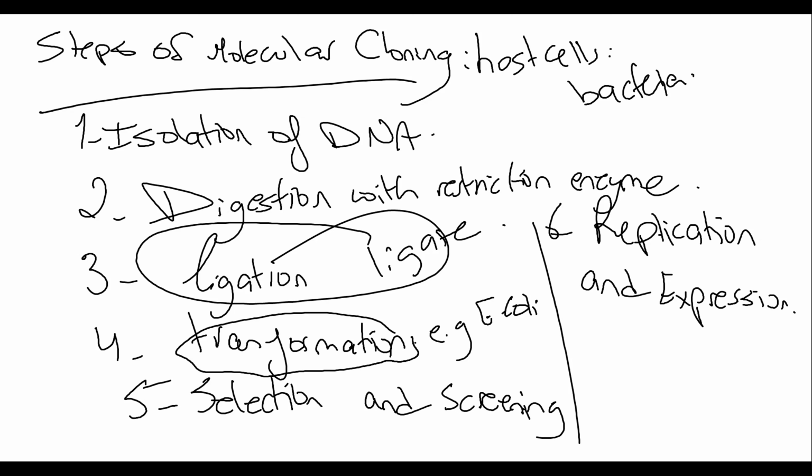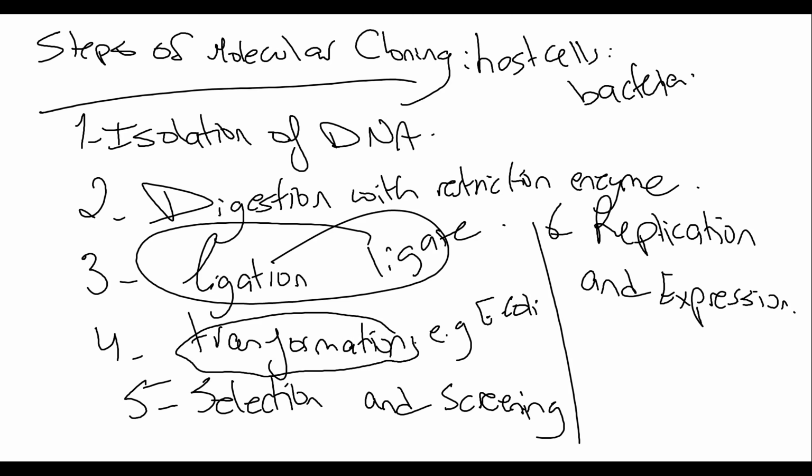Replication and expression: the host cells replicate the recombinant vector, producing copies of the DNA of interest. If the vector has a promoter, the gene can also be expressed in the host cells. So the recombinant vectors entered the host cell, lived in it, replicated, and are expressed. The promoter helps in this replication and expression.